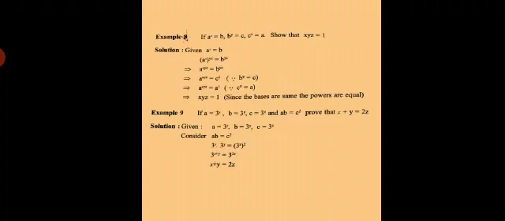So let's get started. First example: if a raised to x is equal to b, b raised to y is equal to c, c raised to z is equal to a, show that xyz is equal to 1. So here, based on the three conditions given, that is a raised to x equal to b, b raised to y equal to c, c raised to z equal to a, using these three conditions we have to show that the product of x, y, z is equal to 1.